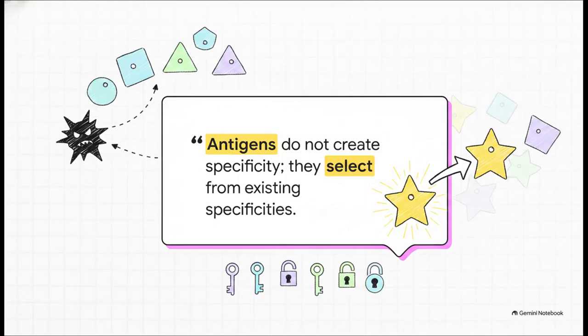Okay, this is the massive aha moment. When a foreign invader gets into your body, your immune system does not suddenly analyze it and custom build a weapon on the fly. That is a huge, huge misconception. The antigen actually just acts like a key searching for a pre-existing lock. Out of the millions of different lymphocyte clones already in your body, the antigen binds to the tiny, tiny fraction that just so happens to have the matching receptor. So the antigen doesn't create the specificity, it just selects it.